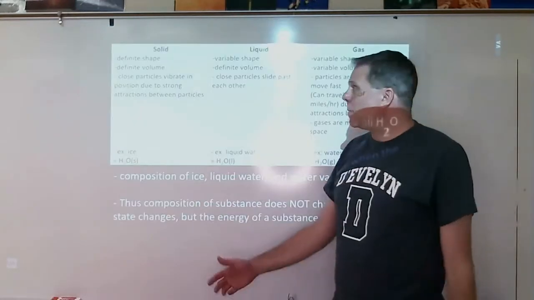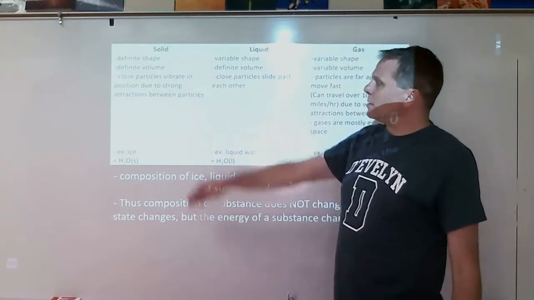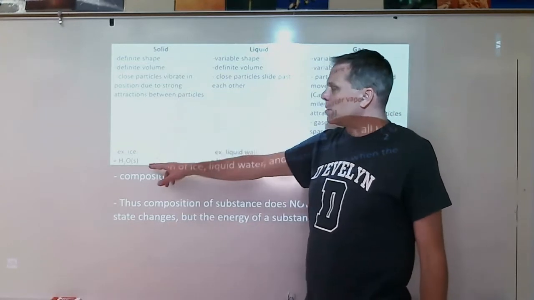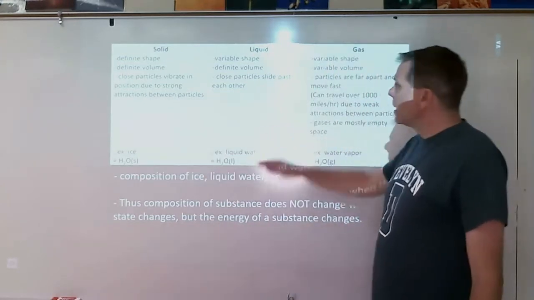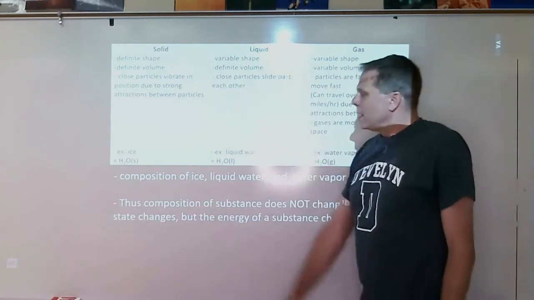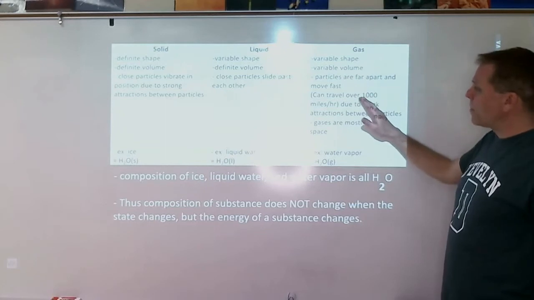What does it look like? Maybe it looks like this. Okay, solid, definite shape, definite volume, close particles, vibrate in position due to strong attraction between the particles. An example might be ice. A liquid, variable shape, definite volume, close particles slide past each other. Liquid water. A gas, variable shape, variable volume, particles are far apart and move fast.